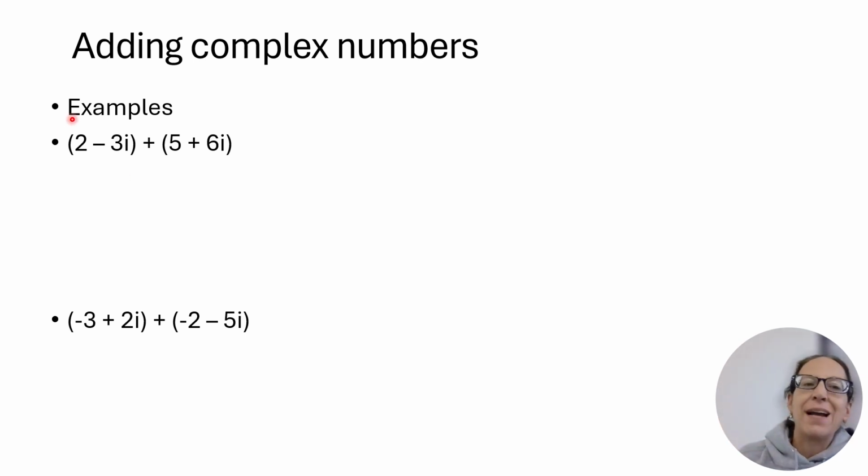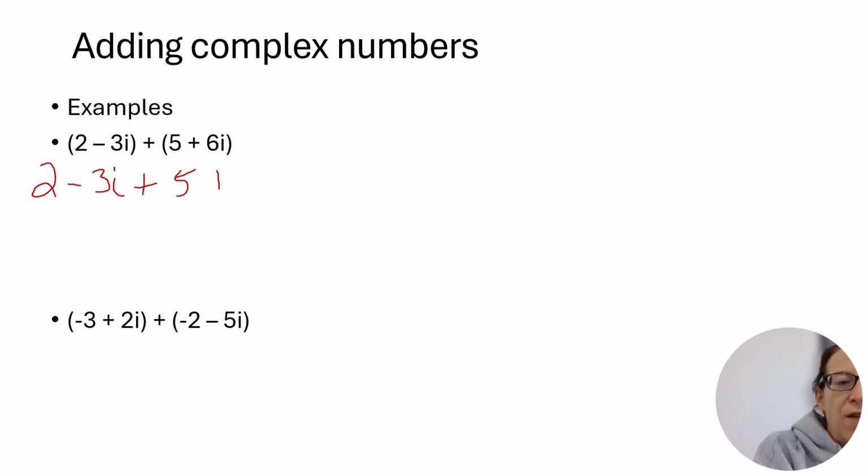That's what I mean by the parentheses are cosmetic. They change the appearance of the problem, but they don't actually do anything. So when you're looking at the adding, you can literally just remove the parentheses. So 2 minus 3i plus 5 plus 6i. And then we do what's called combining the like terms. So you combine the real terms and you combine the imaginary terms, and that's all you do.